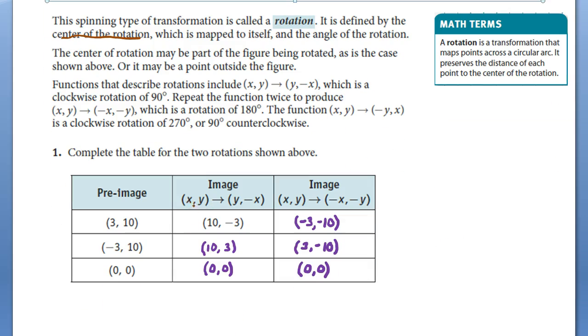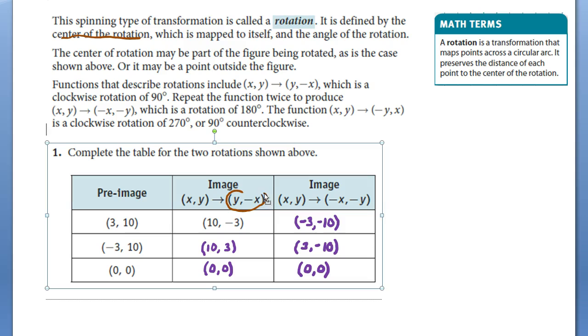So in this column here, we have x, y goes to y, negative x. This is describing what to do with the ordered pair to create our ordered pair answer. We need to first reverse the y and x positions, then also take the opposite sign of the x. So 3, 10 would become 10, negative 3. Negative 3, 10 would become 10, positive 3. Again, I'm following what this function rule is telling me to do with the x and y coordinates. 0, 0, however, will just stay as 0, 0.